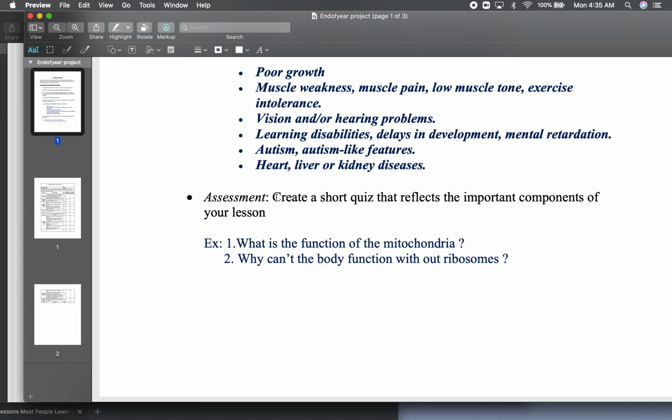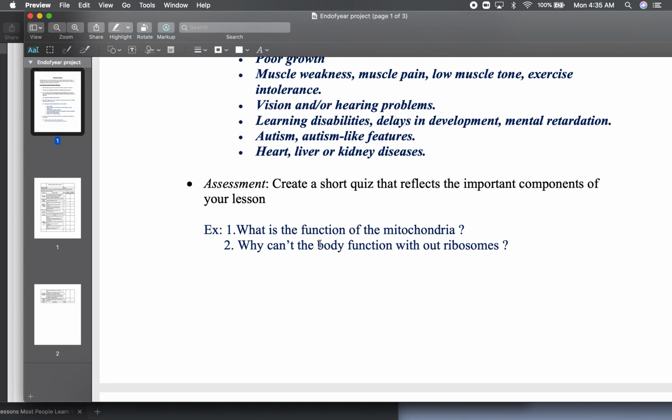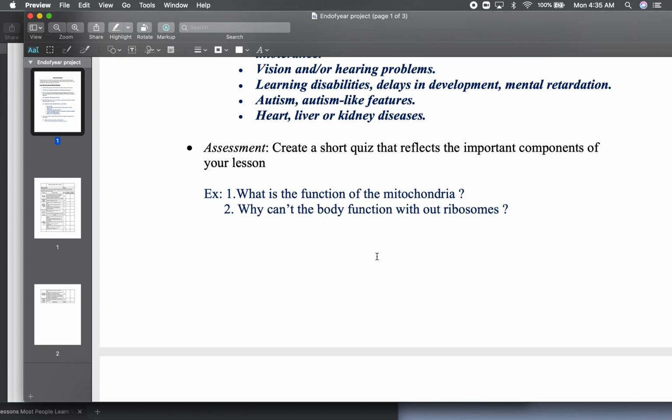For the assessment, you're going to create a short quiz which reflects the important components of your lesson. For my example here, I have two questions. Question 1, what is the function of the mitochondria? Question 2, why can't the body function without ribosomes? These are just examples, but for your assessment, you are free to look up multiple choice questions. You have free range.